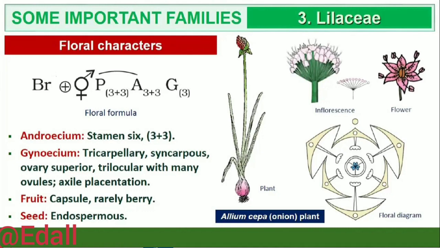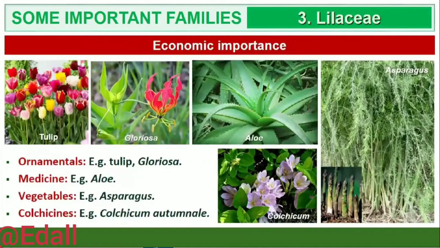Floral formula: bracteate, actinomorphic, bisexual, P3 plus 3, A3 plus 3, G(3). Now write down the floral formula by yourself. Economic importance. Many plants belonging to this family are good ornamentals: tulip, gloriosa; source of medicine: aloe; vegetables: asparagus; and colchicine: Colchicum autumnale.